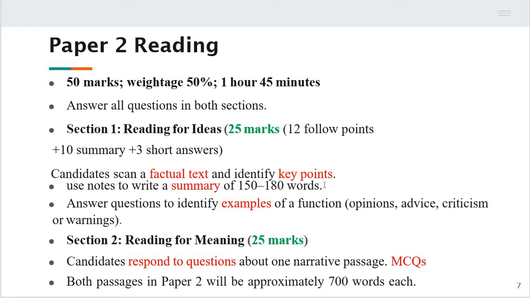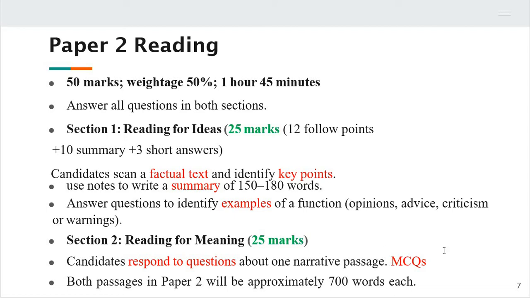That would be one third of the original text or paragraph. Answer questions to identify examples of a function. Students should be able to differentiate among opinion, advice, criticism, or warning. Section 2 is reading for meaning. It also covers 25 marks.